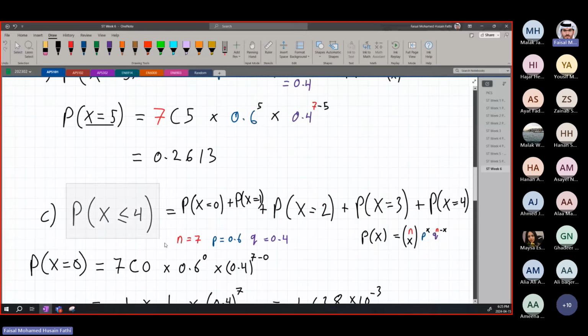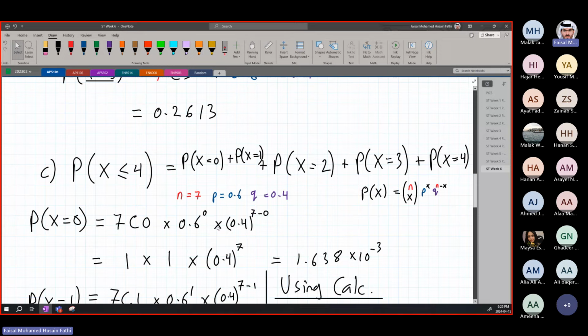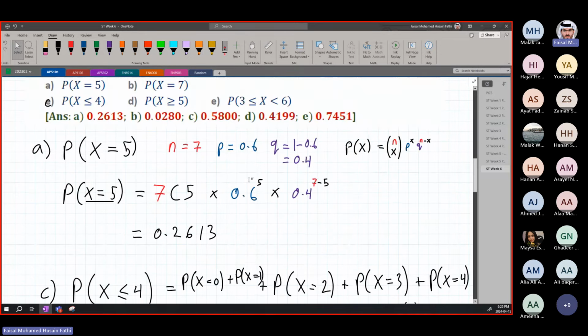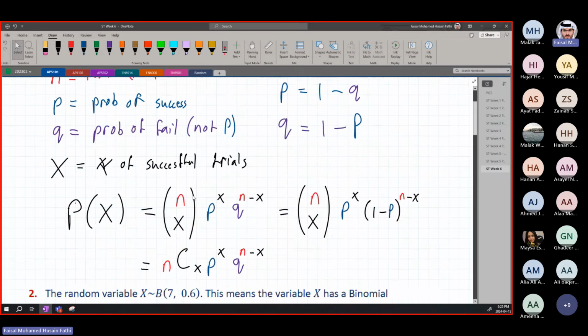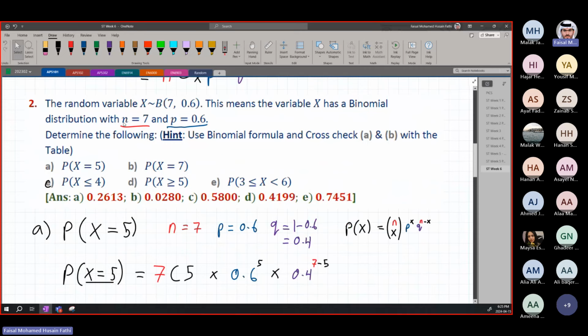Again, just a quick recap. We are trying to find x less than or equal to 4. X less than or equal to 4 means we have the range of x starting from 0. So this x is ranging from 0 to 7 because the total number of trials is 7. 0 means no successful trials, which is possible, and 7 means all of the trials are successful. So your x has to be between 0 and 7, which is your n.